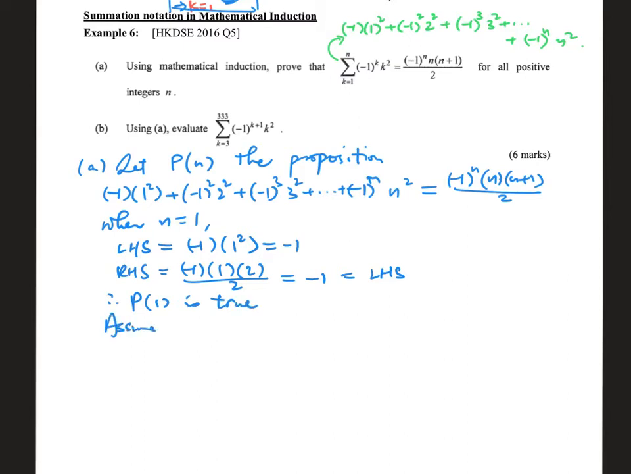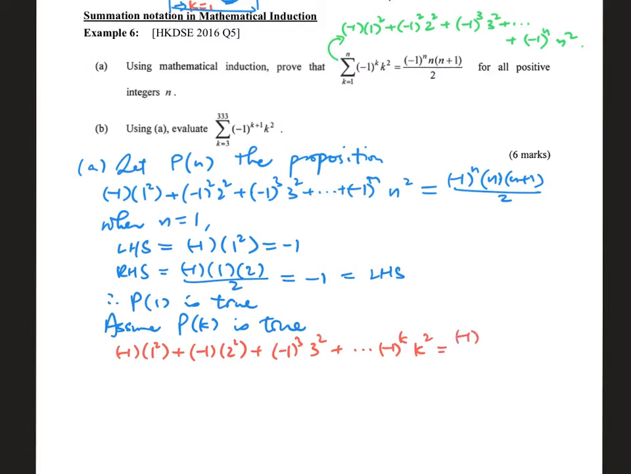Afterward, we assume Pk is true. Once again, I would suggest you write the outcome clearly. That means now I have minus 1, 1 square, minus 1, 2 square, minus 1 cube, 3 square, until minus 1 to the power k square equal to minus 1 to the power k times k plus 1 over 2.